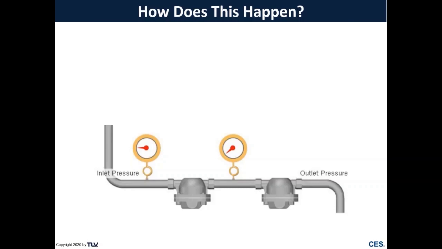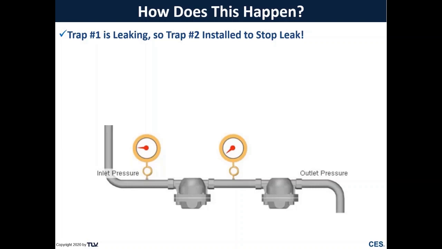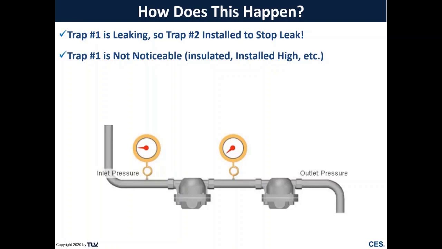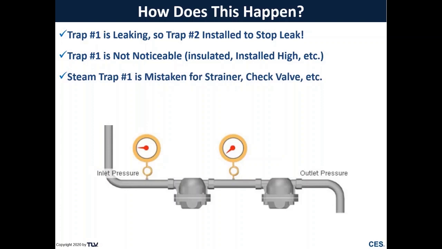So how does this happen? How do we get two steam traps installed in series like this? Well, sometimes steam trap number one is leaking, so someone installs steam trap number two downstream of it to stop the leak. This is obviously flawed thinking. The second is steam trap number one is not noticeable because it's insulated or it's installed high or remotely, so it's just not noticed. Or sometimes number three, steam trap number one is mistaken maybe for a strainer or check valve or another piece of piping, so a steam trap is installed downstream of it.